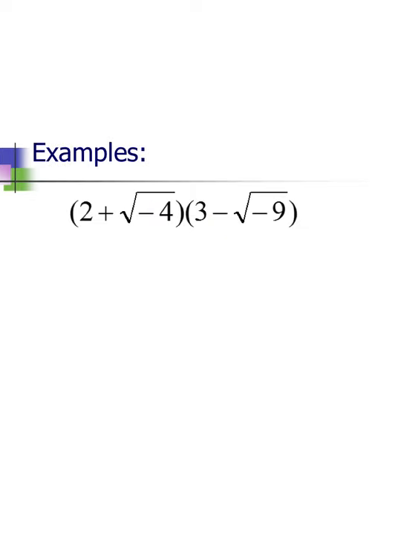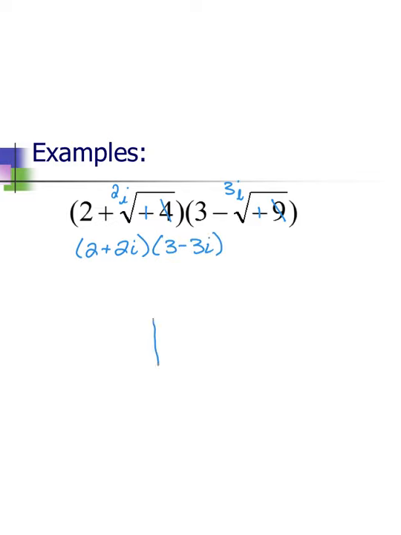Next one. First thing I notice here is I have a negative and a radical, so let's try and simplify. A negative and a radical means an i out front. The square root of 4, hopefully you know, is 2. If I look at the second set of parentheses with the radical, a negative and a radical means put an i out front. The square root of 9 is 3. So now this question really has become 2 plus 2i times 3 minus 3i.